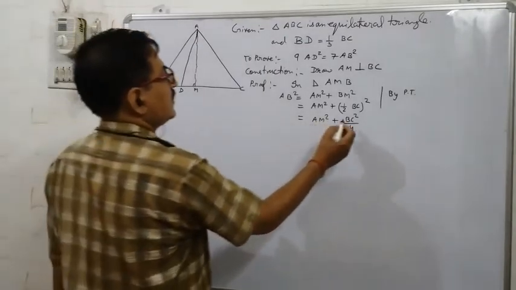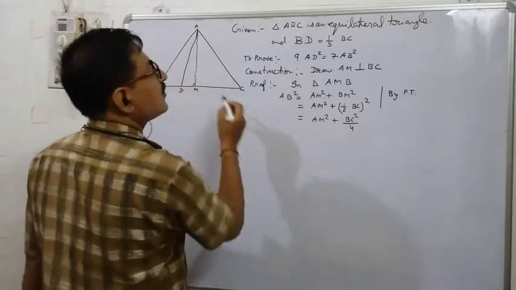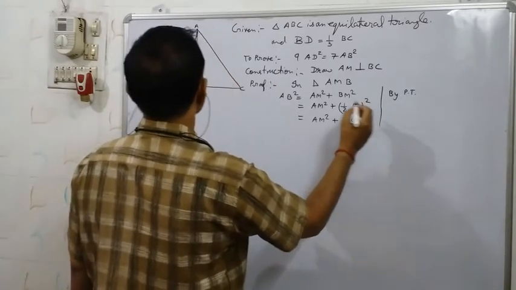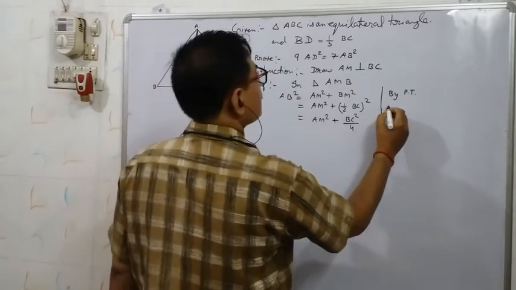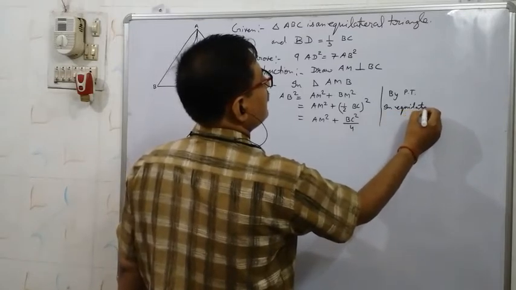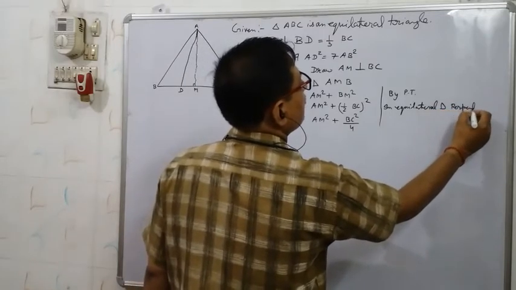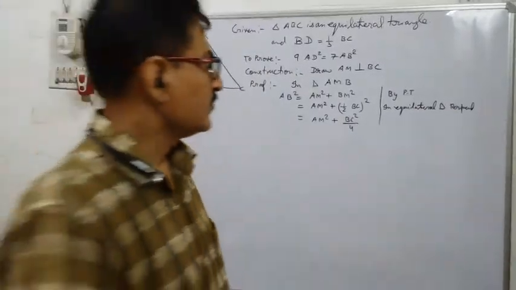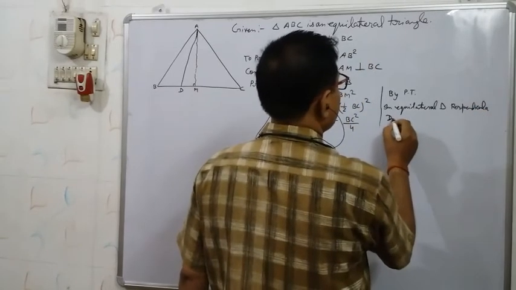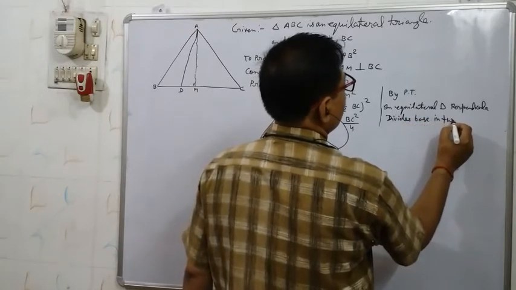Here you write down why we have written BM equal to half BC: because in an equilateral triangle, the perpendicular altitude divides the base in two equal parts.